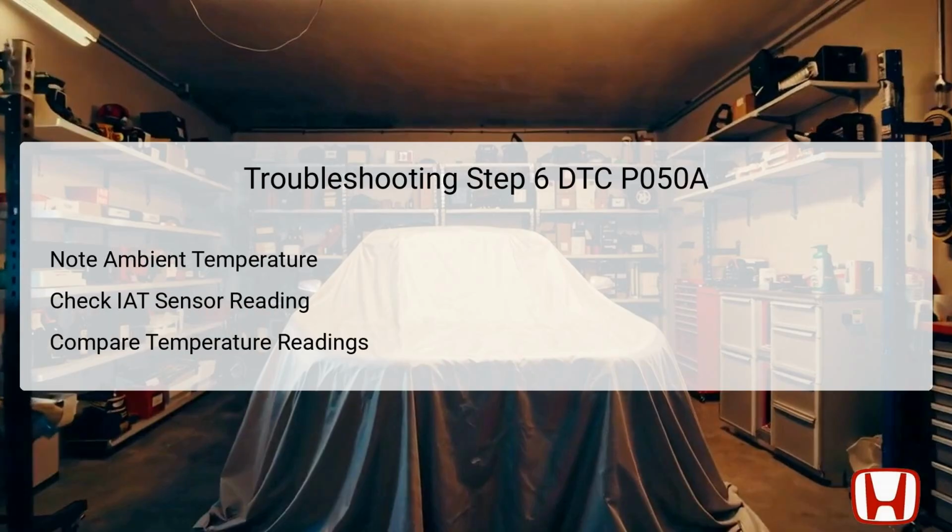The final troubleshooting step focuses on the IAT sensor under cold conditions. Begin by noting the ambient temperature, which serves as a baseline for later comparisons. Turn the vehicle ignition to the on position, but do not start the engine yet. Quickly access the HDS to note the IAT sensor 1 readings.